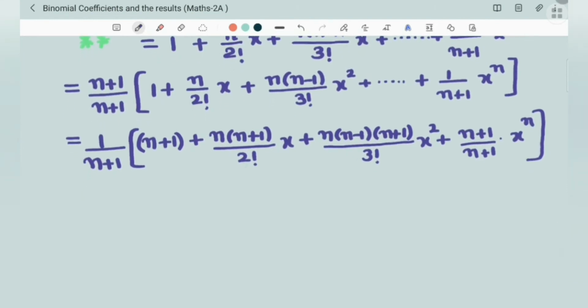Here 2 factorial, 3 factorial and so on, these terms are there. So can we write the first term as n plus 1 by 1 factorial. In the next step, 1 by n plus 1 into n plus 1 by 1 factorial can be written like that. 1 factorial is anyway 1. n plus 1 into n, nc1 can be written as n. So n plus 1 also can be written as n plus 1 c1.